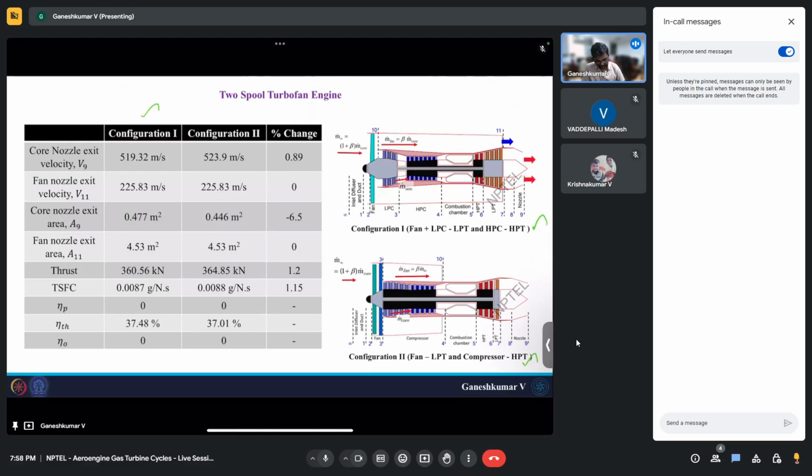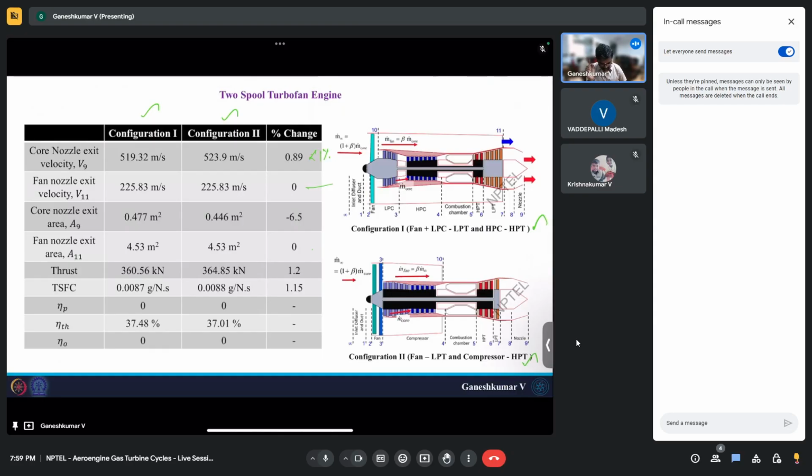This we solved in the lectures, this we solved today, and we can see that there is a small change in the exit velocity. It's not by much of a change, 0.89 percentage, less than 1% change in the exit velocity. There is no change in the bypass stream. That's why you see 0 and 0 over here. The nozzle exit velocity also doesn't change. The exit area also doesn't change.